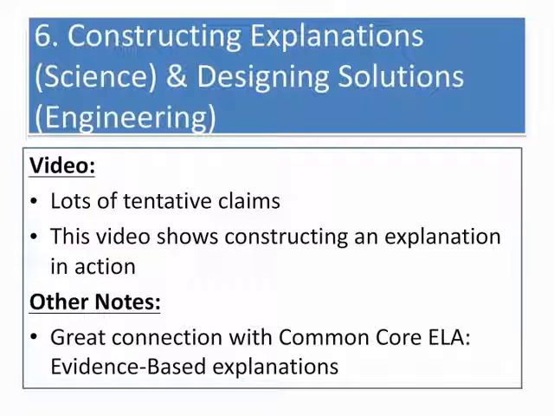So in the video about sea star wasting syndrome, where is practice 6 happening? Well, there are lots of tentative claims. The scientists and citizen scientists are trying to figure out what's going on. So they have these tentative claims and some emerging evidence that they're using to construct an explanation. What's really great about this video is that it shows that tentativeness, that act of constructing an explanation.